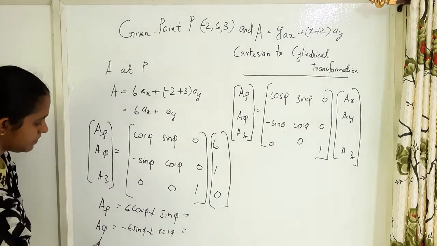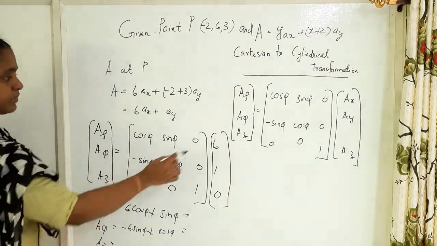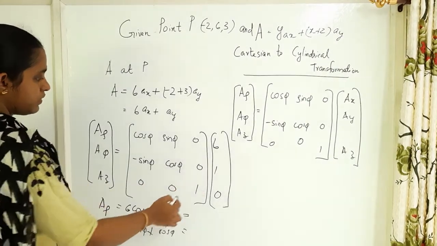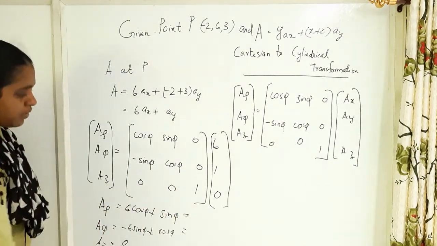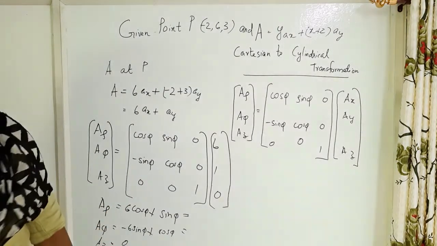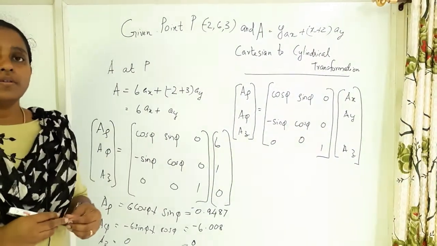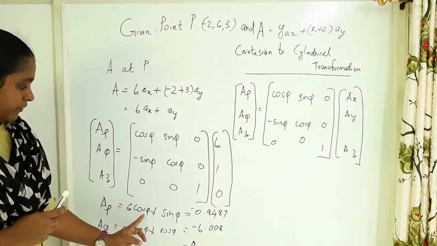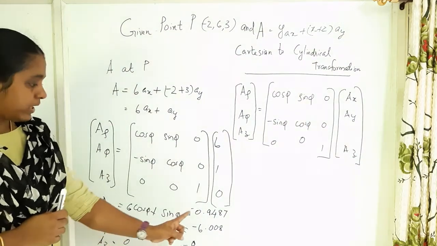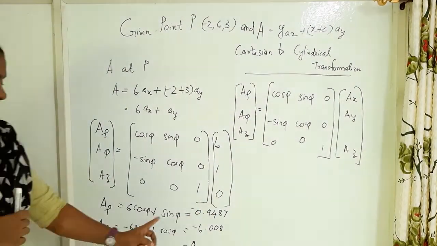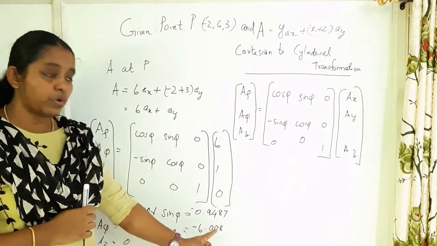Then az is, substitute 6 into 0, that is 0, 0 into 1, that is 0, 1 into 0, that is 0, so az becomes 0. So substitute the value and you can find the value of a rho, a phi and az. So we got the value of a rho by substituting the value of phi here: a rho you will get as minus 0.9487 and a phi you will get as minus 6.008.